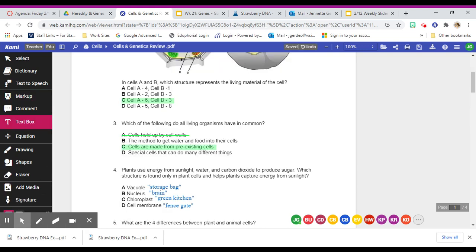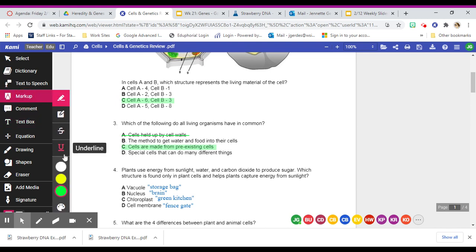Okay, so I put the nicknames for the different parts, organelles of the cell, the parts of the cell. So we have, which structure is found only in plant cells. So only in plant cells that captures energy from sunlight would be the other part you should kind of recognize for the question.